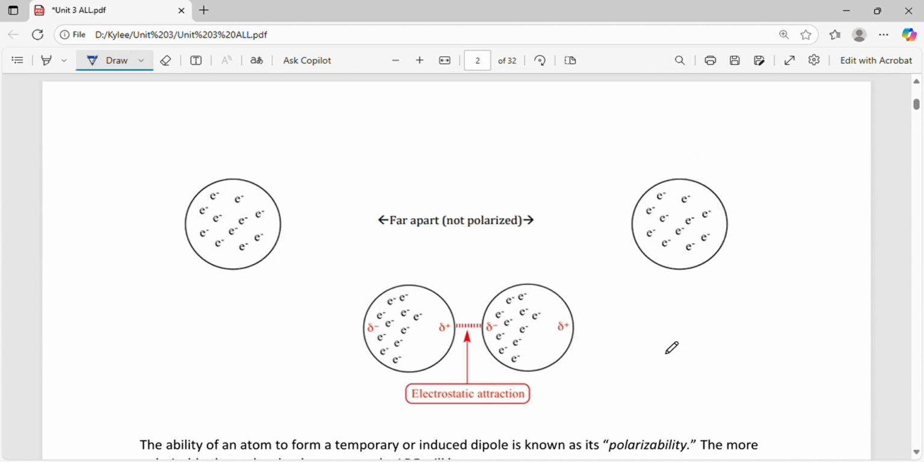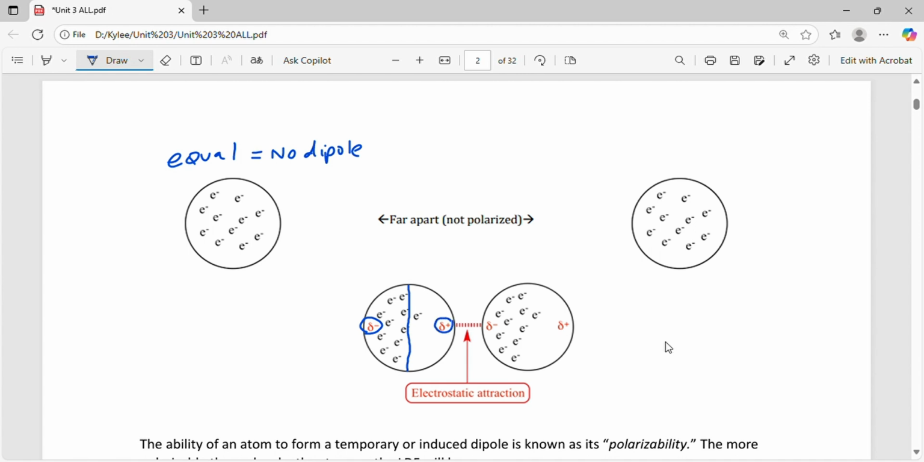Here is an example where we've got an equal distribution where the electrons are all over the place. This would mean that there's no dipole present. But what I was talking about a second ago is that occasionally all the electrons end up on one side. If they all end up on one side, that creates a negative side of the atom or molecule. That's what this little symbol is showing, our partial negative sign. And if all the electrons are on one side, then the other side is going to be positive.